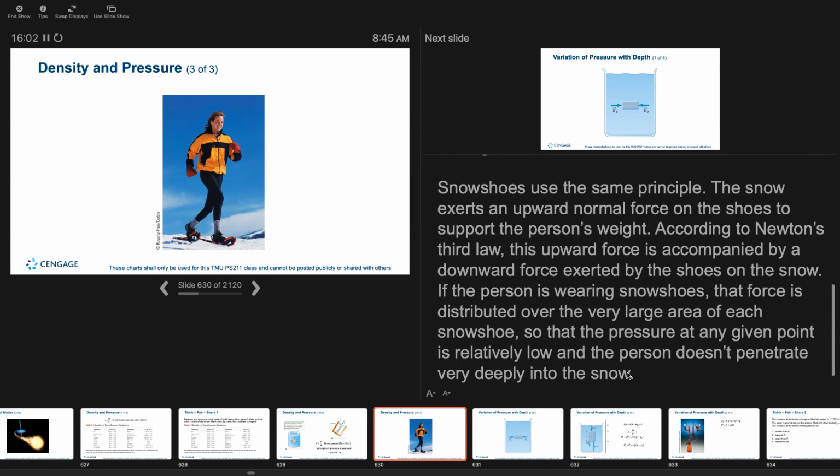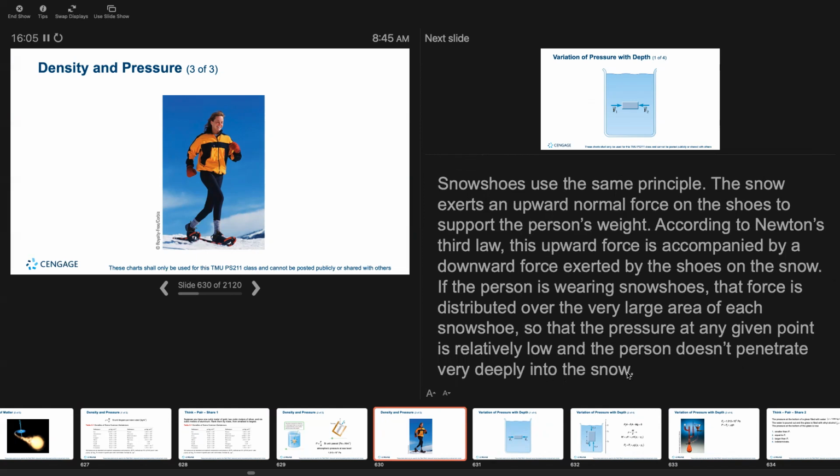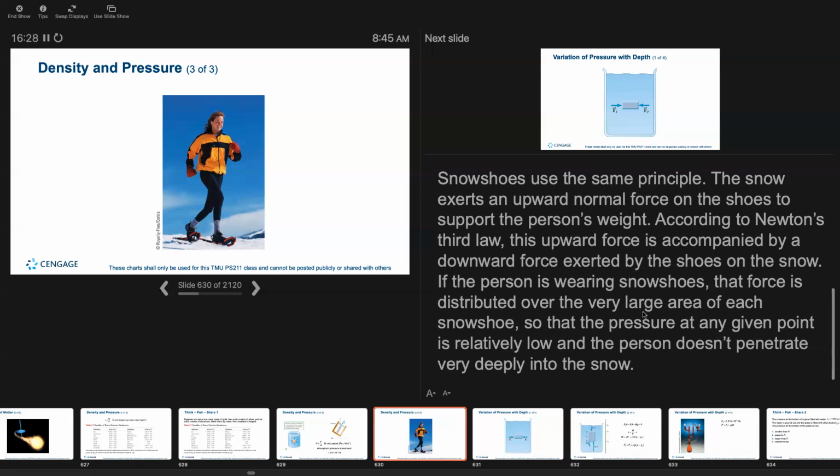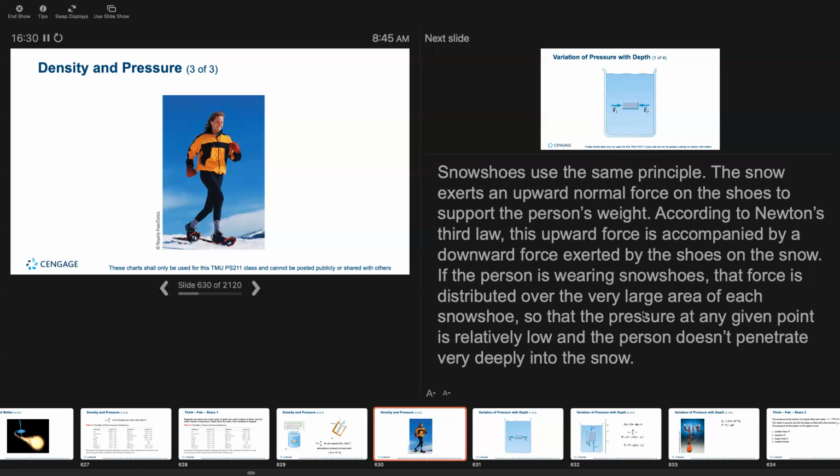So the snowshoes use the same principle. The snow exerts an upward force on the shoes to support the person's weight. According to Newton's third law, the upward force is accompanied by a downward force exerted by the shoes on the snow. If the person is wearing snowshoes, that force is distributed over the very large area of each snowshoe, so that the pressure at any given point is relatively low and the person doesn't penetrate very deep into the snow.